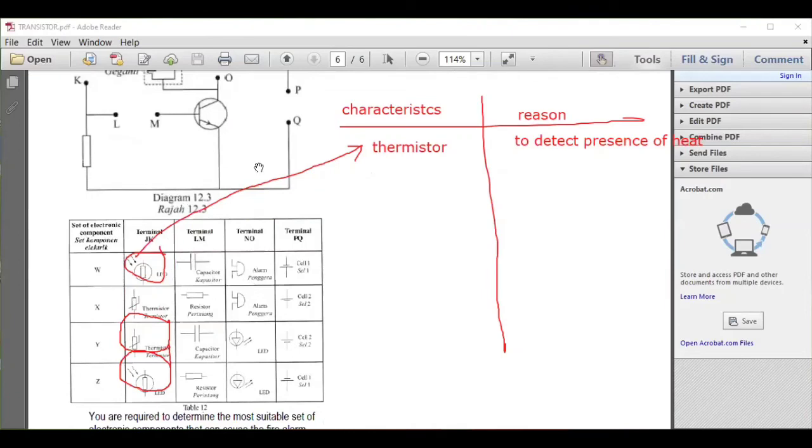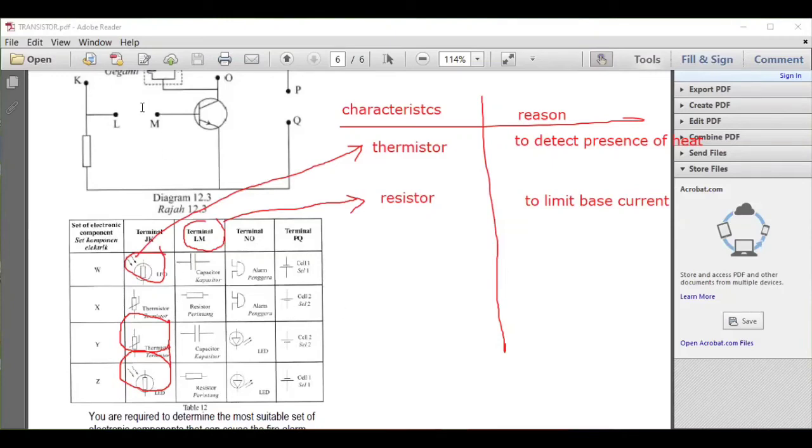So that means here, terminal LM, what we must put is a resistor. The reason is to limit the base current. You must have the words base current, not current only, to limit the base current, because we put it at the base.